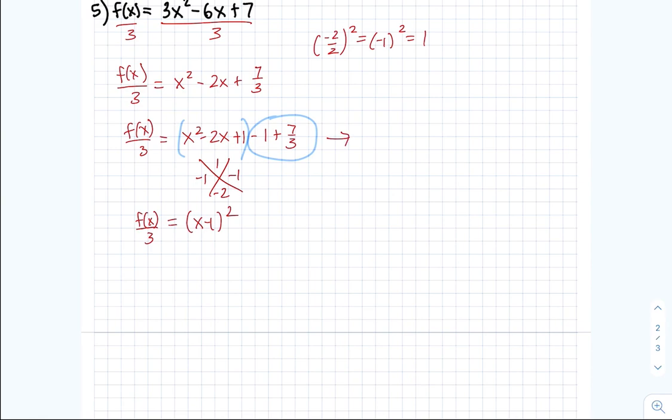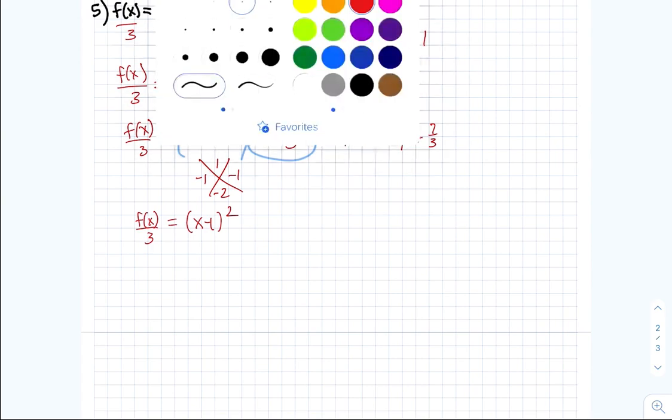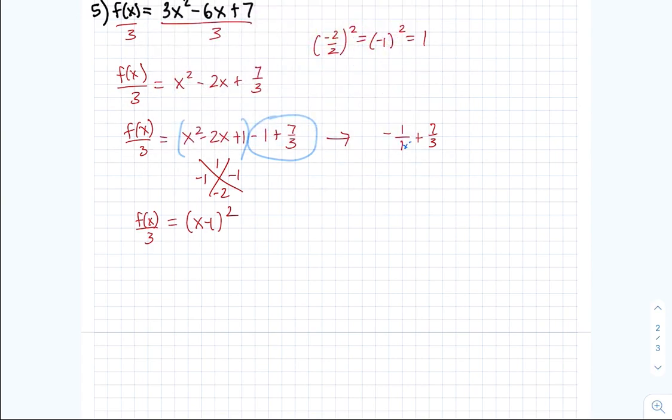So, if you guys forgot, negative 1 over 1. Okay, I need to find a common denominator with this whole number, so I'm going to multiply top and bottom by 3. Negative 3 over 3 plus 7 over 3. Negative 3 plus 7 is 4, and it's the same common denominator. So 4/3.